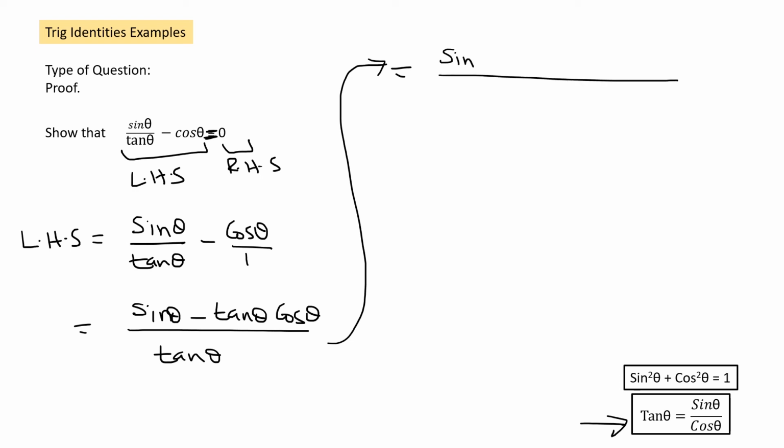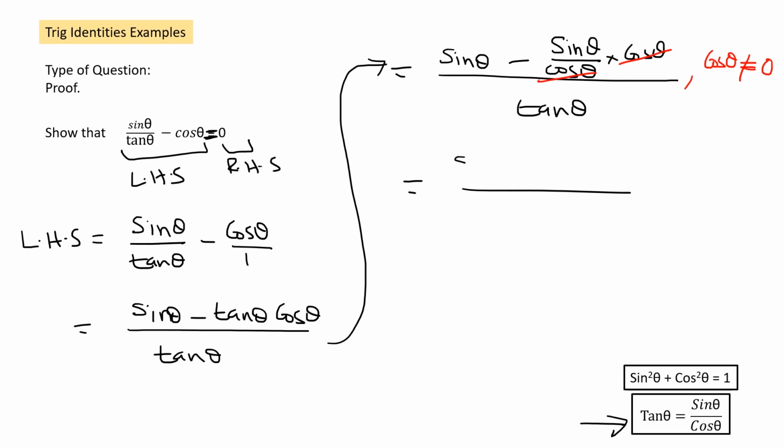So sine theta minus tan theta is sine theta over cos theta times cos theta over tan theta. Now I am able to cancel cos theta and cos theta. The condition is cos theta should not be equal to 0. If it is 0, we can't divide, right? So this equation will be valid for all theta values as long as cos theta is not equal to 0. The result is sine theta minus sine theta over tan theta.